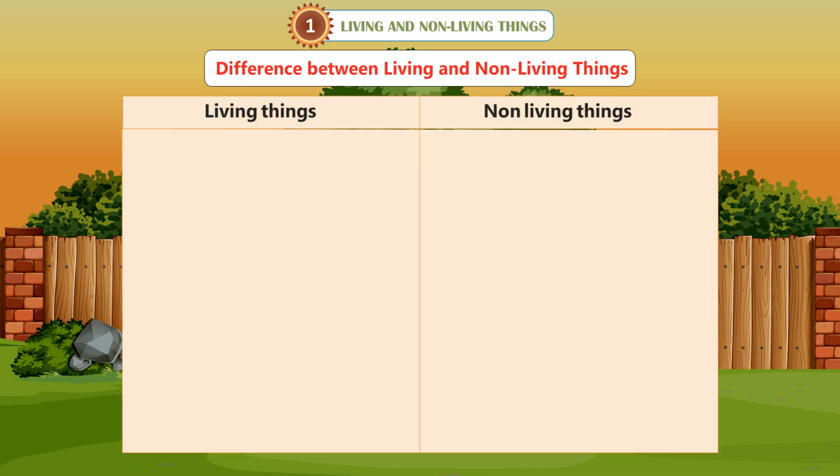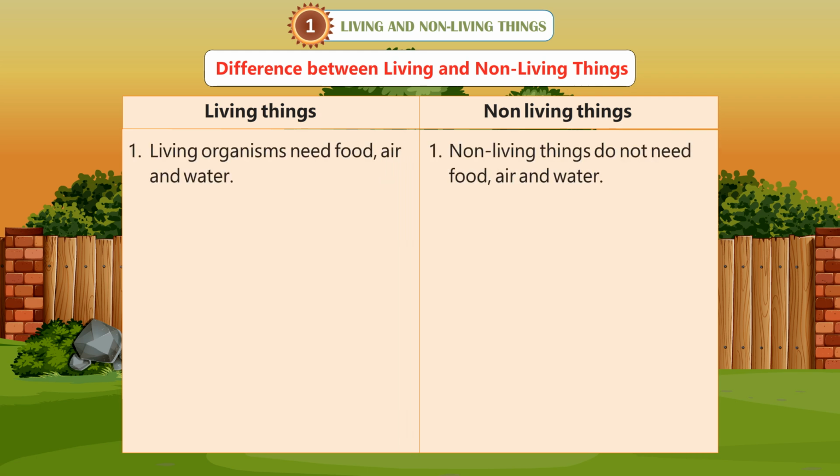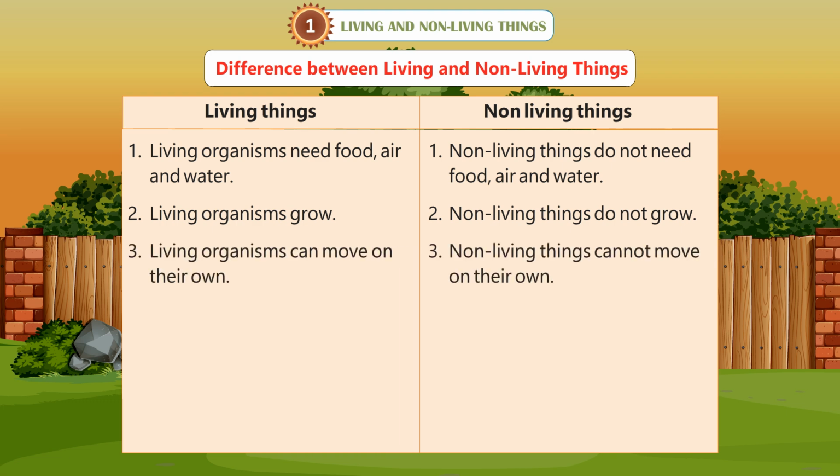Living things. Non-living things. 1. Living organisms need food, air, and water. 1. Non-living things do not need food, air, and water. 2. Living organisms grow. 2. Non-living things do not grow. 3. Living organisms can move on their own. 3. Non-living things cannot move on their own.